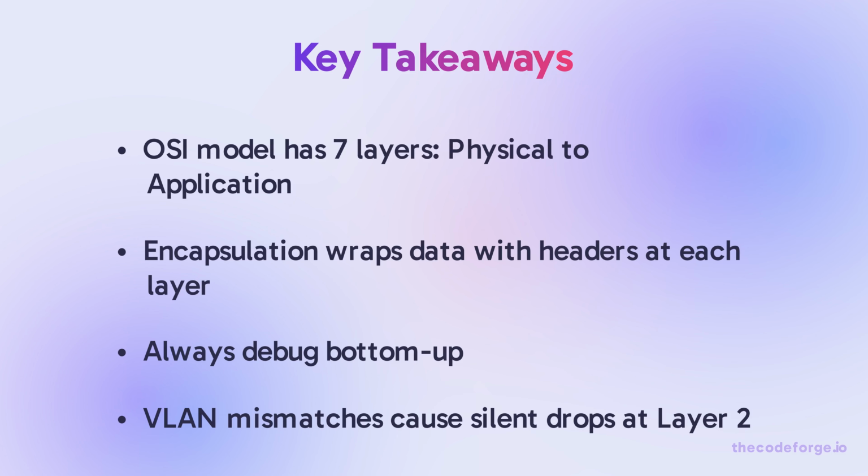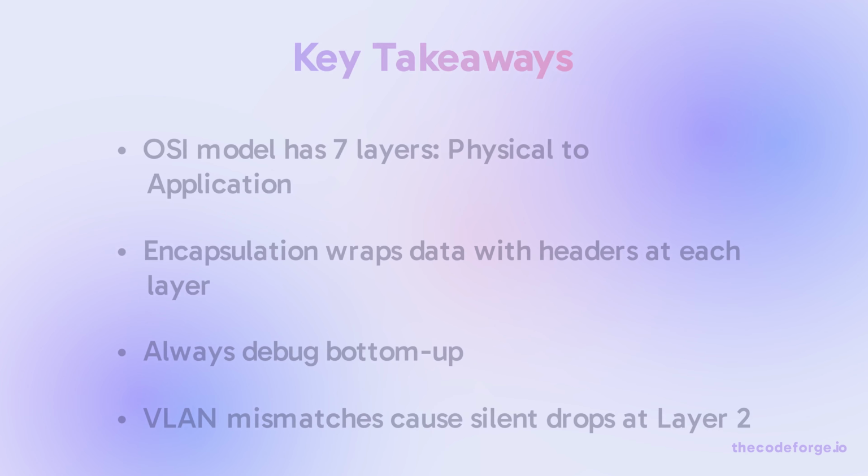The OSI model is a powerful tool for understanding and debugging network communication. Remember to always start at the bottom and work your way up. A VLAN mismatch is a classic layer 2 issue that can cause silent packet drops. Use the model to isolate failures quickly.